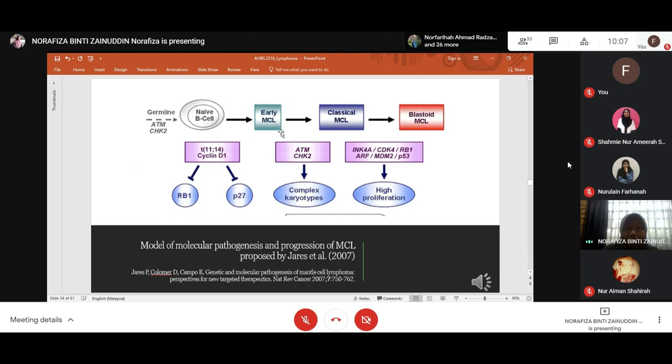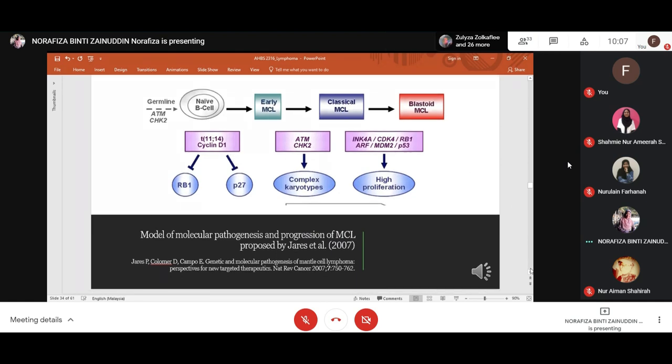Okay, early MCL. Before it turns into classical MCL, there is ATM and CHEK2 mutation, which will lead to complex karyotypes. From classical to blastoid MCL, there are many more genetic alterations, like MDM2 proliferation, RB1, CDK4, P53 mutation. So this one will lead to high proliferation of mantle cell lymphoma cells.